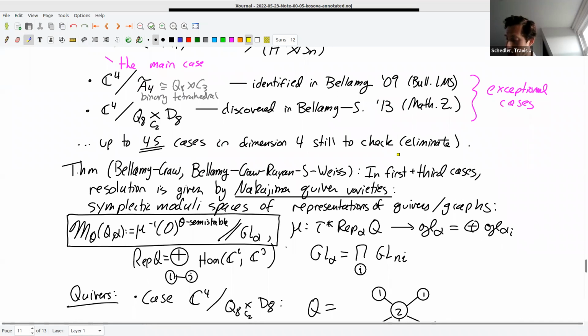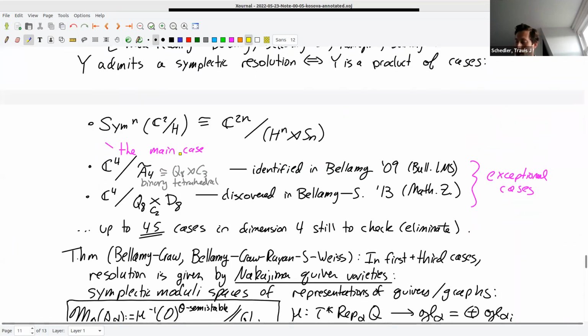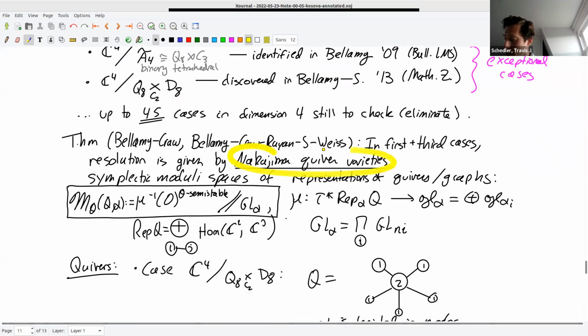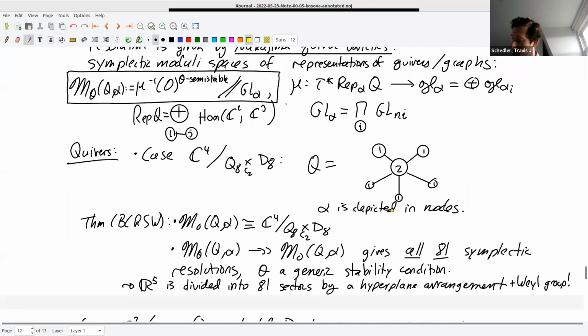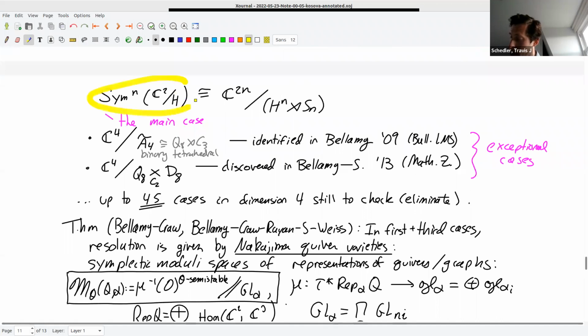Actually, it's a theorem of my collaborators, Bellamy and Craw, two years ago in Inventiones, what all the resolutions of these are. And they're all given by what are called Nakajima quiver varieties. That's some moduli spaces of representations of a quiver. The quiver is the one that you get from this diagram, but now the moduli space consists of, at each vertex, putting a vector space, and putting some transformations between them for the edges. And then you define some moduli space, which gives you a realization of this quotient, which can then be resolved by looking at semi-stable representations instead.